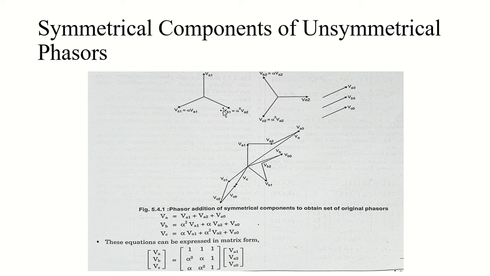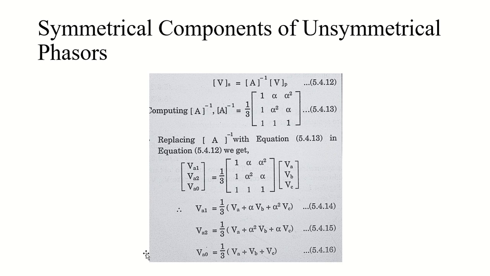In the same way, we can find VB as alpha square VA1 plus alpha VA2 plus VA0, and similarly we can find VC as alpha into VA1 plus alpha square VA2 plus VA0. You can express it in matrix form, which I did here. You can see VA, VB and VC expressed in matrix form: rows 1 1 1, alpha square alpha 1, and alpha alpha square 1, and then we have the vector VA1 VA2 VA0.